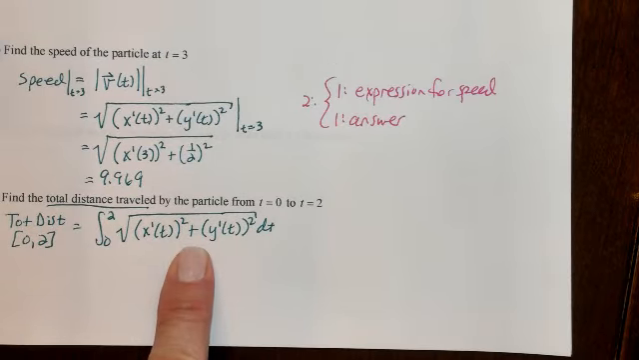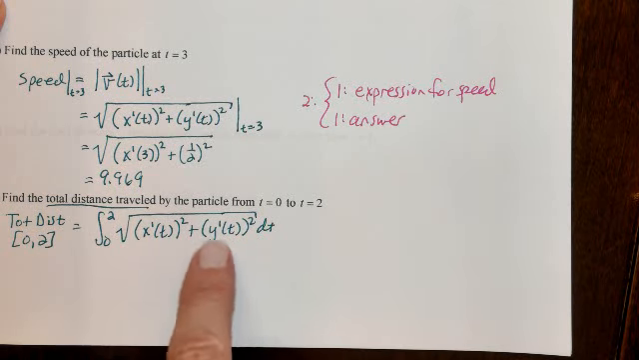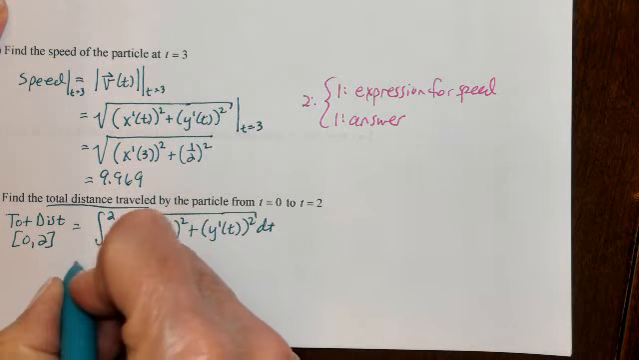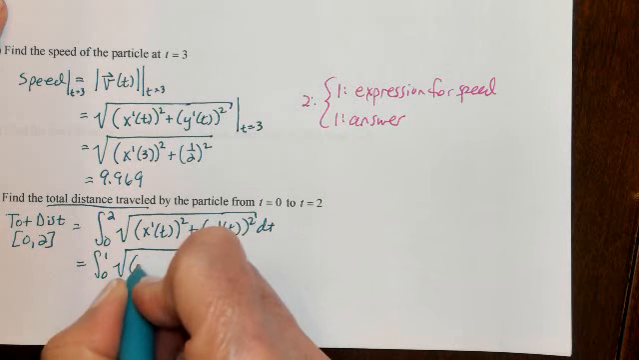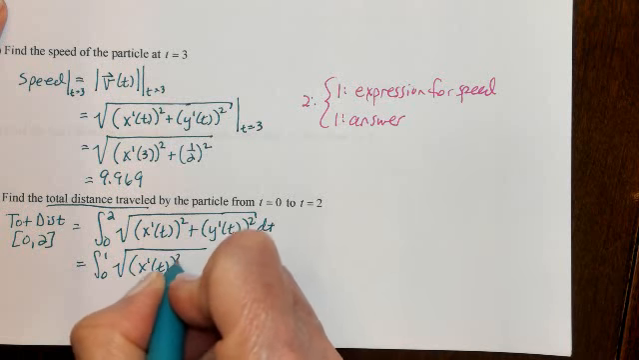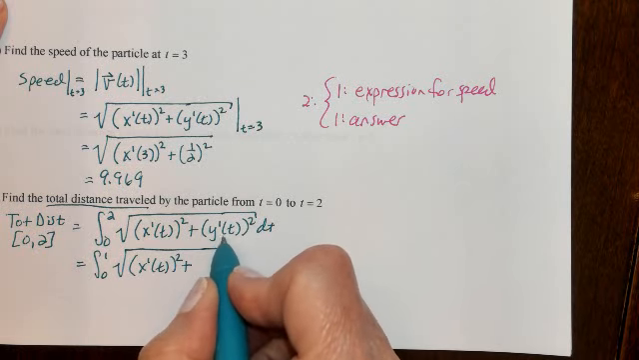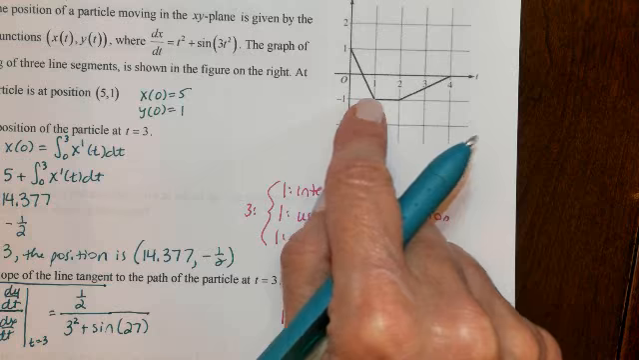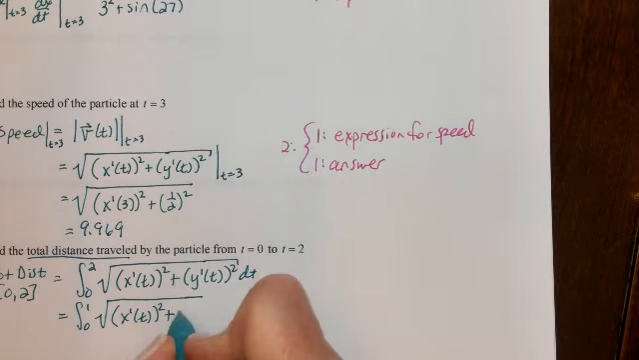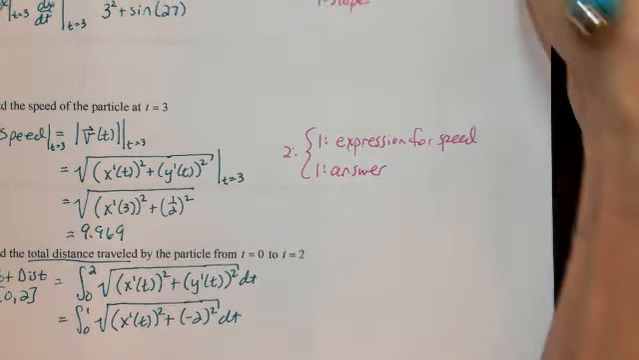So for this integral, I need to split that integral up into 2 pieces. One from 0 to 1 and one from 1 to 2. And for each of those pieces, I'll put the appropriate y prime in. So integral 0 to 1 of x prime of t squared plus, for that section y prime, the slope was -2, down 2 over 1. So -2 squared dt. So there's that first piece.